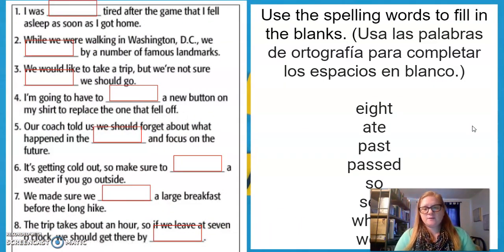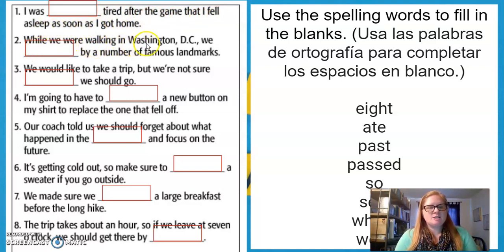Now you're going to take all of our spelling words and put them here in the different boxes. I couldn't make them any smaller to also fit in the word, but it will work when you type in the word. I was so tired after the game that I fell asleep as soon as I got home.